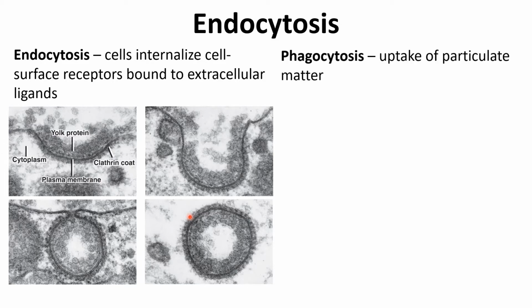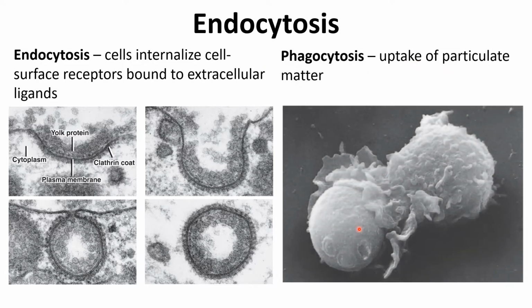And then we also have phagocytosis. So if we differentiate the two, phagocytosis is the uptake of particulate matter. Okay, so not just extracellular ligands, but in this case, bigger particles of matter. So for example, this macrophage is phagocytosing a yeast cell. So this is phagocytosis.